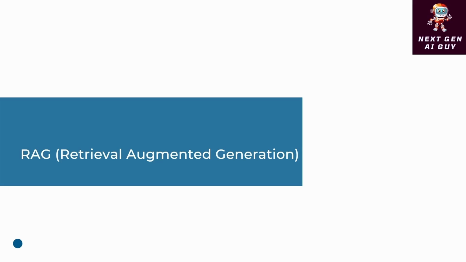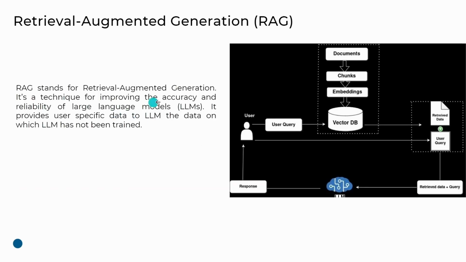So we have RAG also, which provides the custom data to the large language model as a context. Based on that context, it is going to generate the output. So RAG stands for retrieval augmented generation. This is the architecture of a RAG. How exactly it works, let's see.